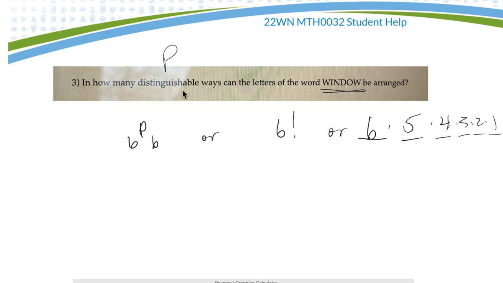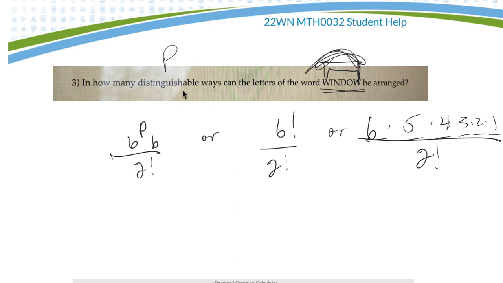Now, where I have to change that a little bit is because there's 2 W's. So if you have letters that repeat, then I have to divide these answers by how many times they repeat. So there's 2 W's, and so I would divide this by 2 factorial. Because you could rearrange, this W could be there and that one there, or they could swap places. So you divide it by 2 factorial.